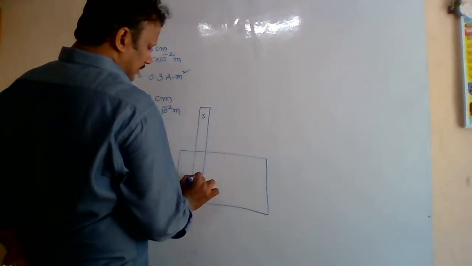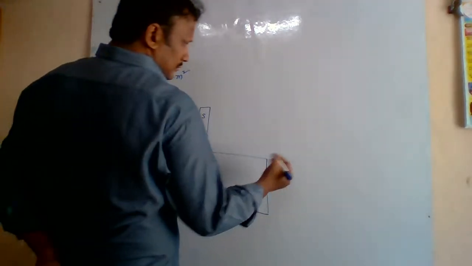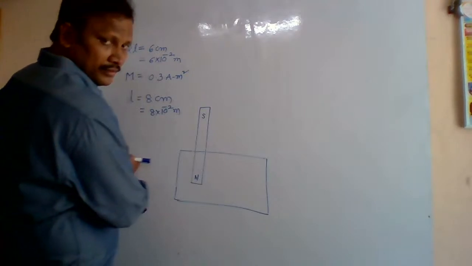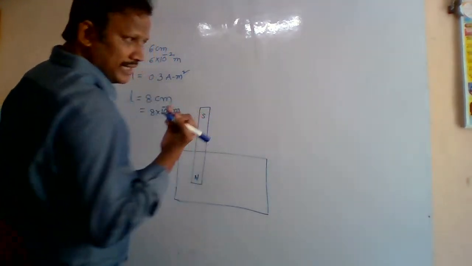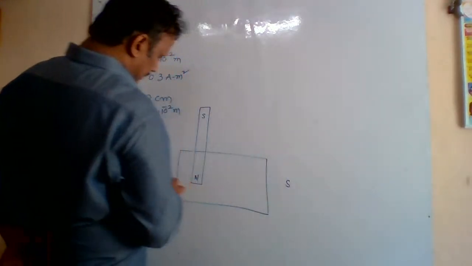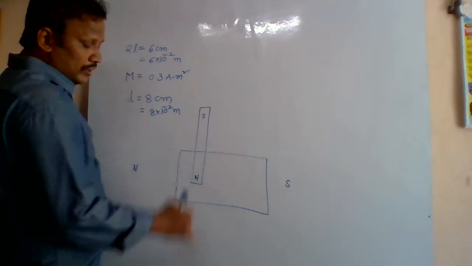The south pole is here, and the north pole is on the table. So here I am taking this as south, and this as north. So backward, east, front, west. Okay, now here I am taking this as south, and here this as north, geographical north. The north pole is on the table.